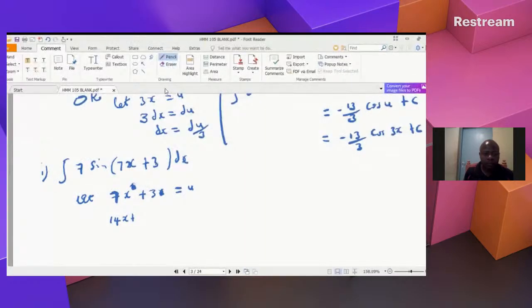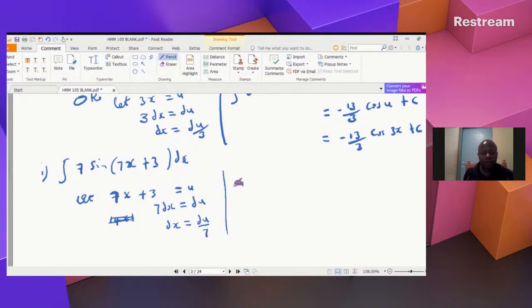Let me erase this. Okay. So this is u equals 7x. So that when I differentiate both sides, what I get is 7 dx is equal to du, and dx would be du out of 7.